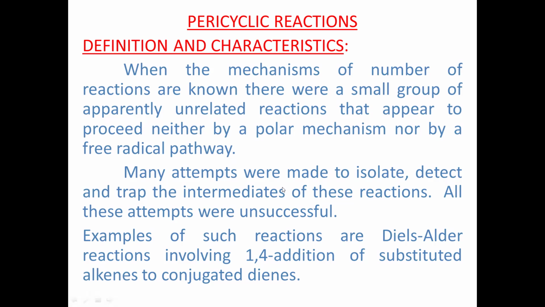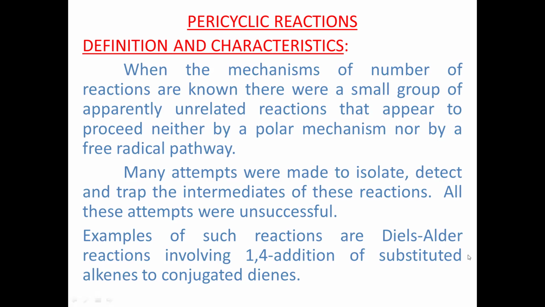But there are a group of different reactions which do not proceed either by polar mechanism or by a free radical mechanism. Many attempts were made to isolate, trap, or detect the intermediates involved in these reactions, but all those attempts were unsuccessful. Examples of such reactions are the Diels-Alder reaction. A Diels-Alder reaction involves 1,4 addition of a substituted alkene to a conjugated diene.